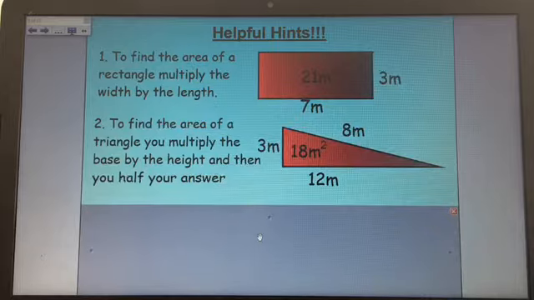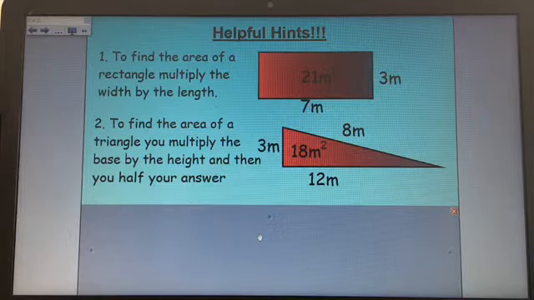A common mistake with finding the area of the triangle is a lot of times people multiply the base with the length of the other side, not the height. So they do 12 times 8 there. That'd be wrong. It's the base times the height. And even if it's not a right angled triangle, you still find the height and not the length of that side. And then of course you have to halve it afterwards.